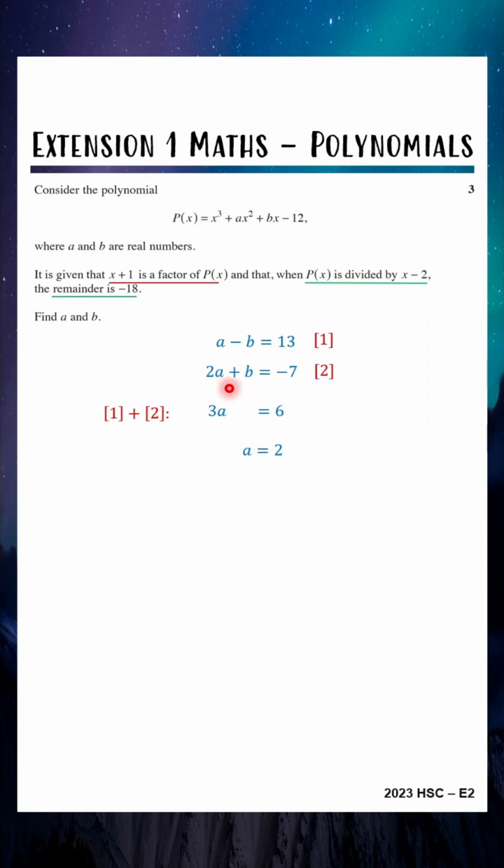Now I'm going to pick one of my equations, probably going to go into equation 2 and let a equal to 2. So we're going to get 4 here, so 4 plus b equals minus 7. So if we minus the 4 across, we get b is equal to negative 11, and those two values get us our 3 marks in this HSC exam.